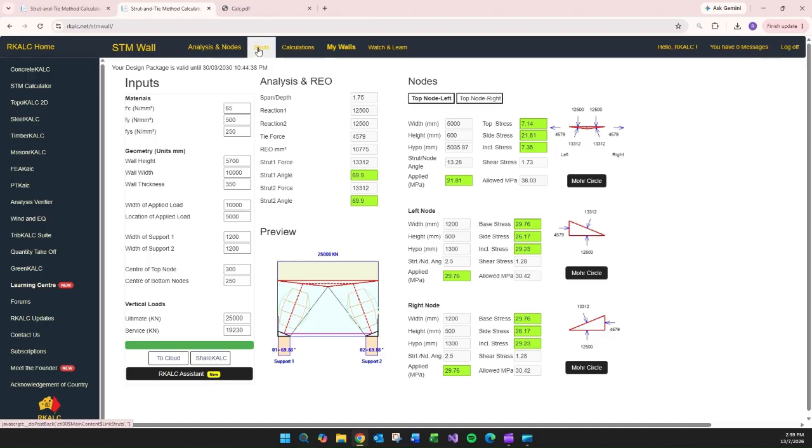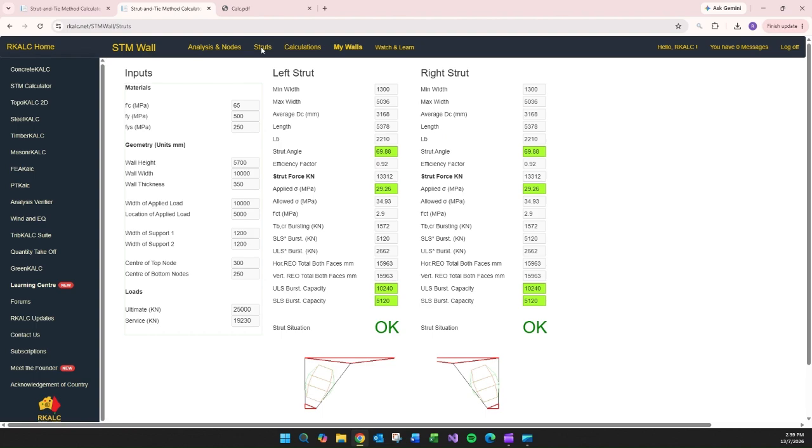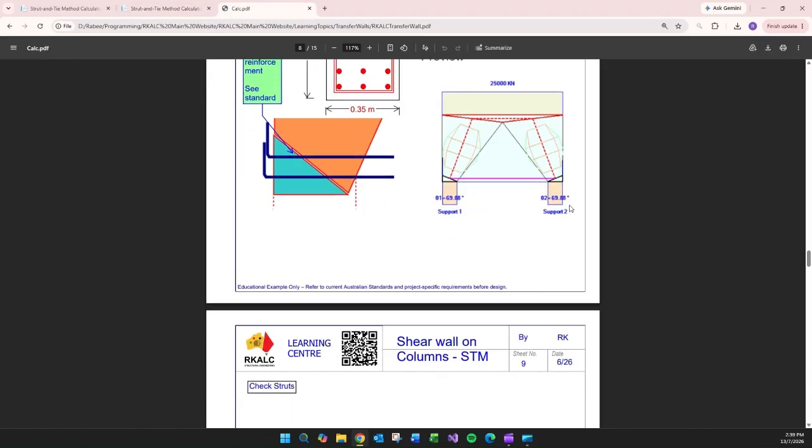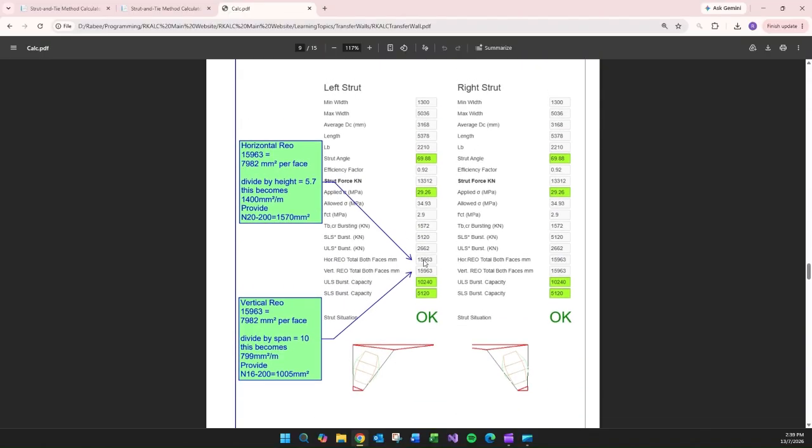Now we'll go to struts. So in a strut, click on this one, and you'll see all of the code related items for the strut. So there, what matters the most is if you need bursting reinforcement or not. Now this number is the total reinforcement. So when you're looking at the calculation agenda there, that total reinforcement is divided by each face. So you get that one horizontally divided by height of the wall. So you get the spread of reinforcement.